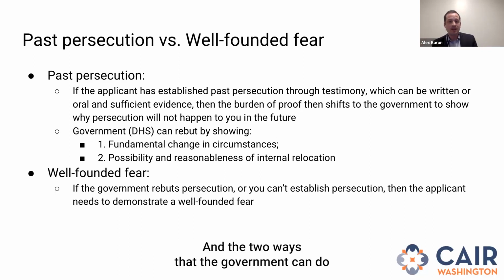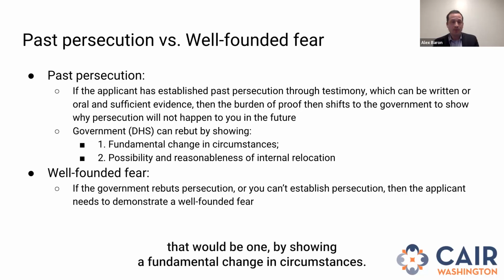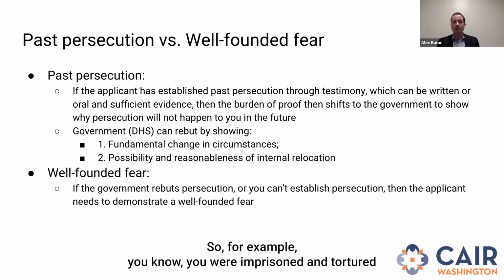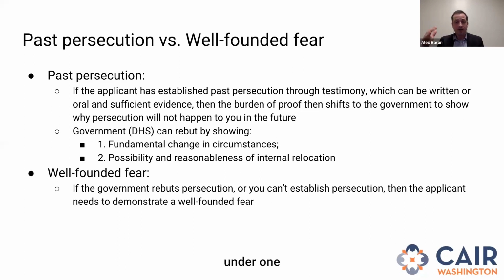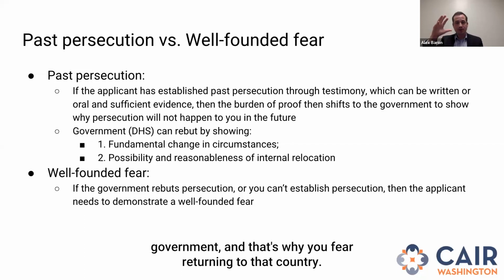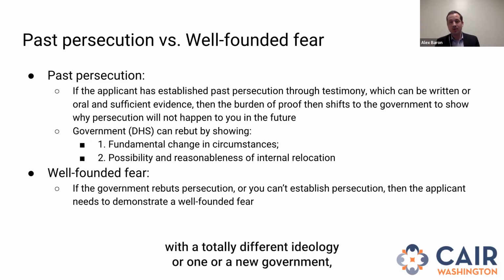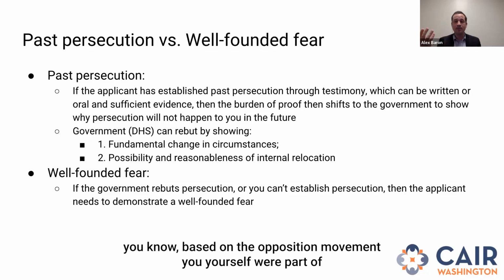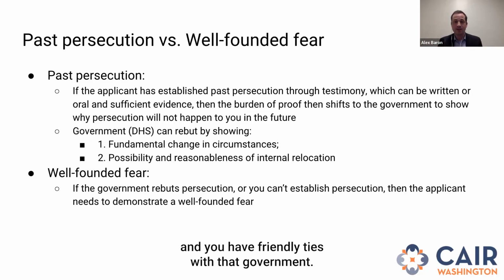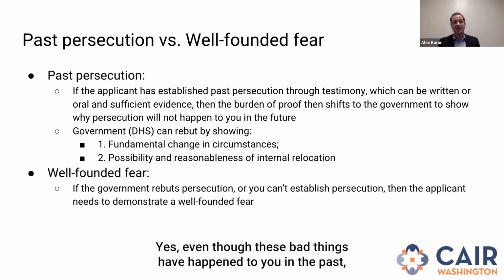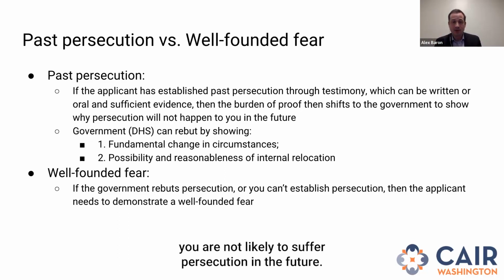The two ways that the government can do that would be, one, by showing a fundamental change in circumstances. For example, you were imprisoned and tortured under one government, and that's why you fear returning to that country. But since that time, that government has been replaced by a new government with a totally different ideology, or a new government based on the opposition movement you yourself were part of, and you have friendly ties with that new government. That might be one way the government shows that, even though these bad things have happened to you in the past, you are not likely to suffer persecution in the future.